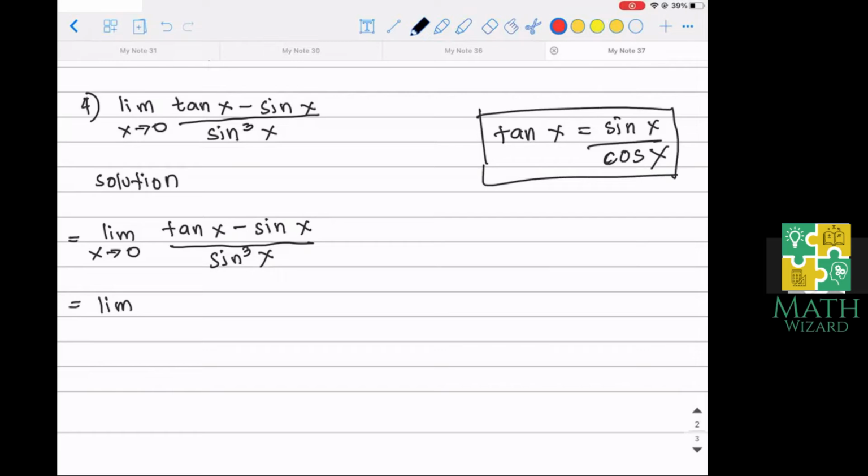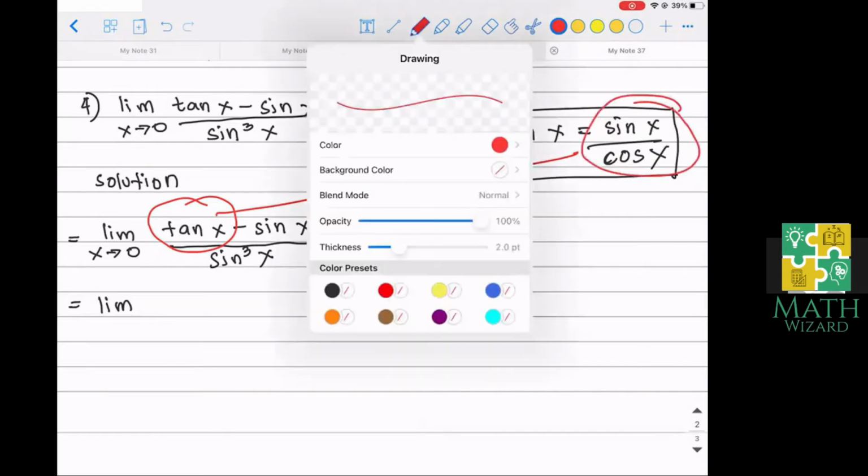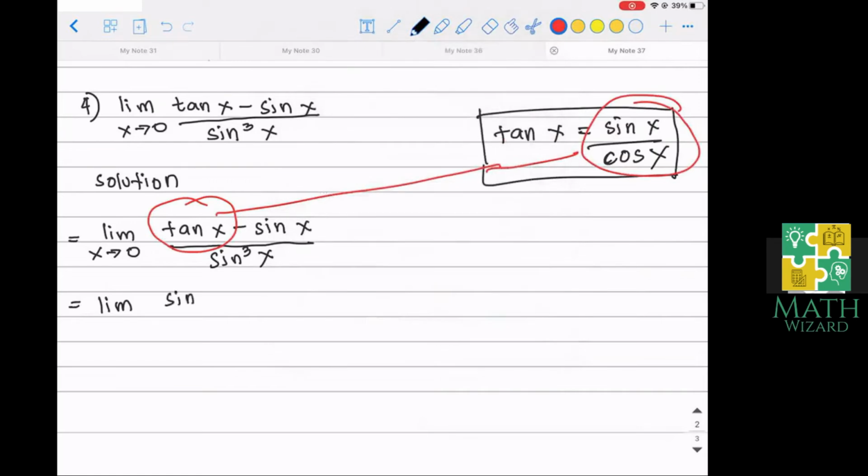So, what happens is that our tangent x is replaced by sine x over cosine x. So this becomes sine x over cosine x minus sine x over sine cubed x as x approaches 0. And then we combine sine x over cosine x minus sine x.